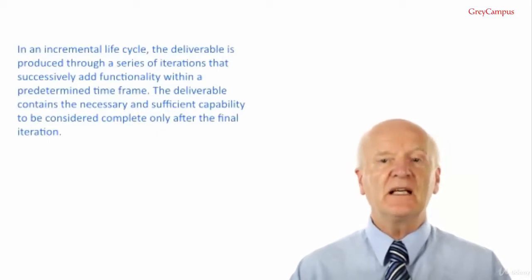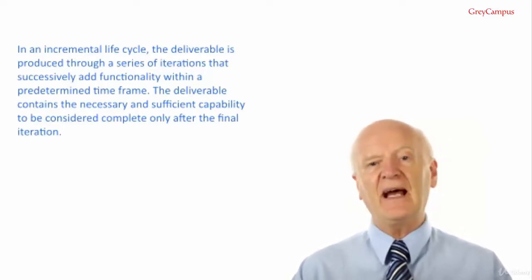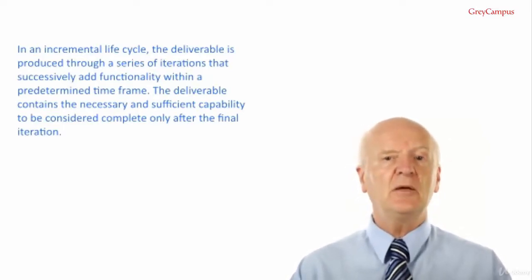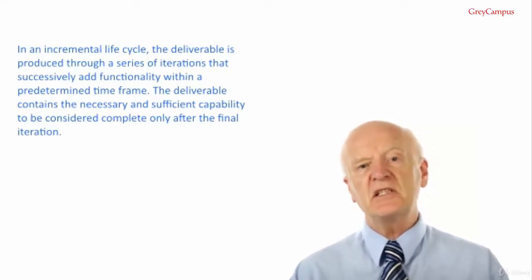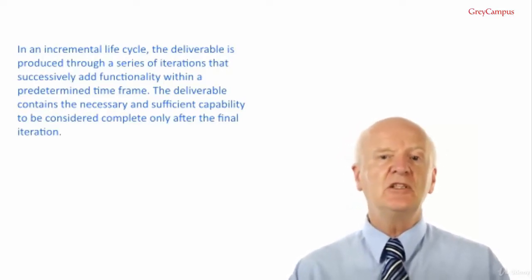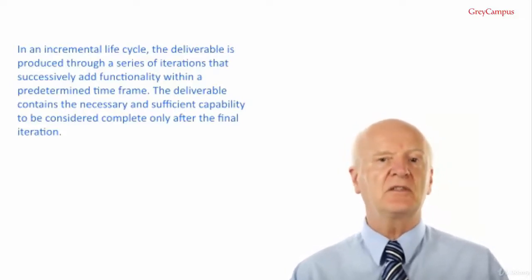In an incremental life cycle, the deliverable is produced through a series of iterations that successfully add functionality within a predetermined time frame. The deliverable contains the necessary and sufficient capability to be considered complete only after the final iteration. This one reminds me of the old riddle, how can you eat a whole elephant? Answer, 1 bite at a time.